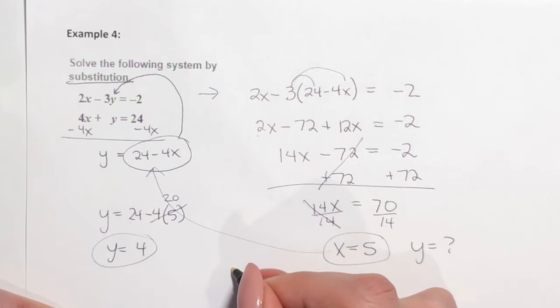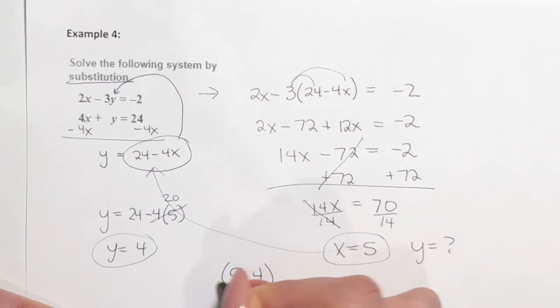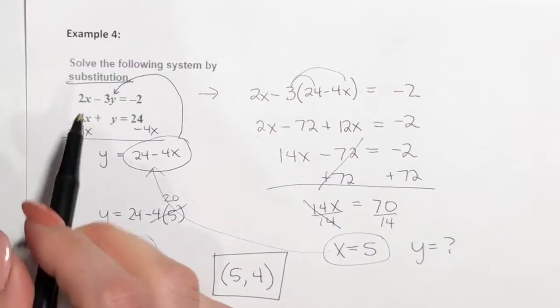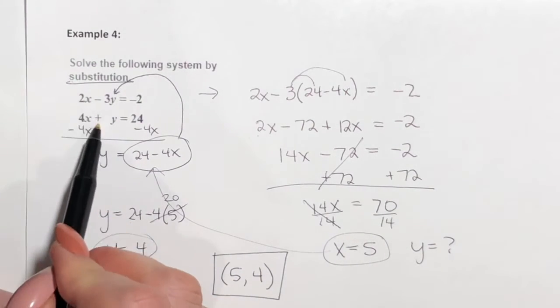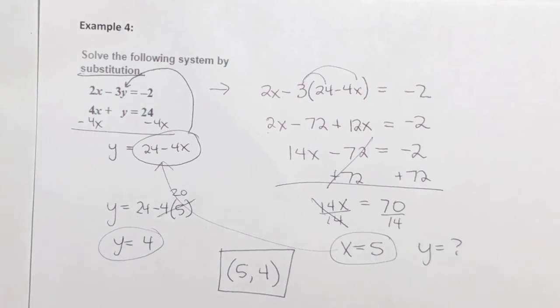So remember, this is a point. So we would want to write it as an ordered pair, (5, 4). So essentially, if I graph these two lines, they would cross at the point (5, 4). So that's the substitution method.